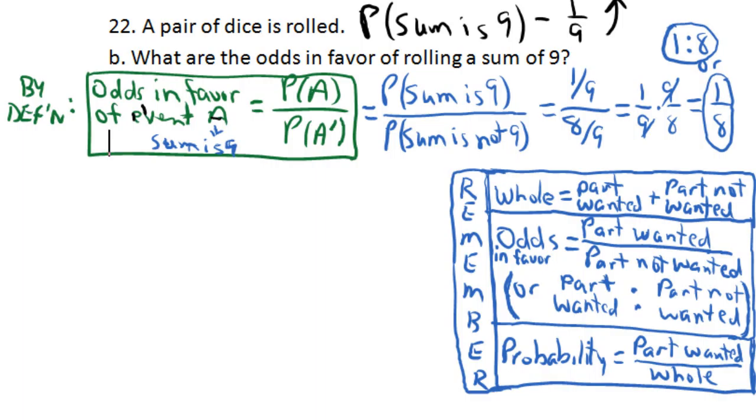I always think of these problems as the whole sample space being partitioned into two pieces. If you take the sample space, the whole thing, you can break it into the part of the sample space that consists of what you want. For example, with our die roll problem, we would want all the die rolls that give a sum of 9.